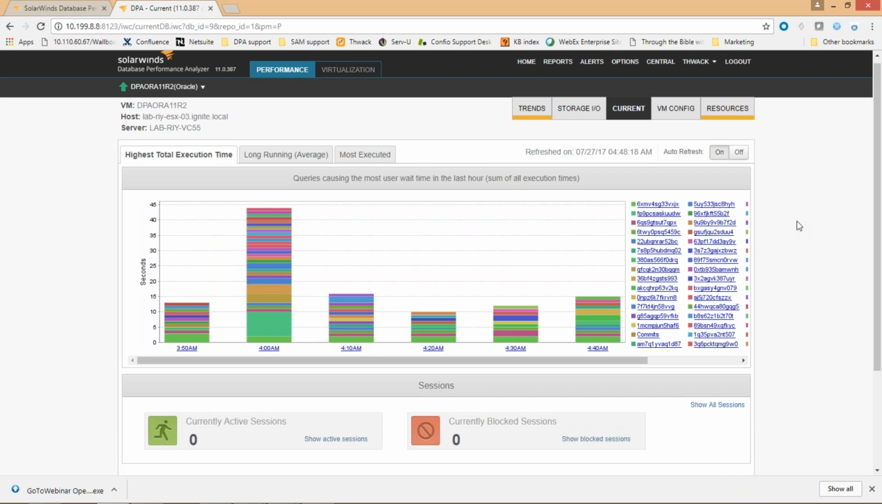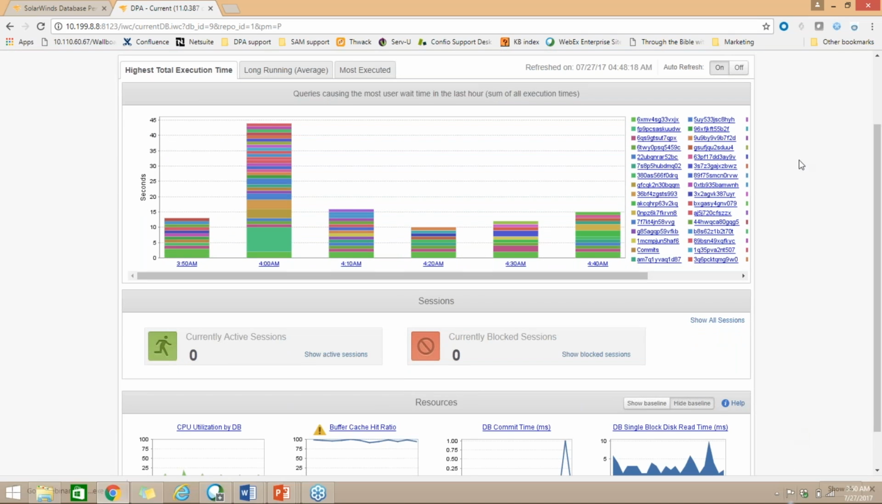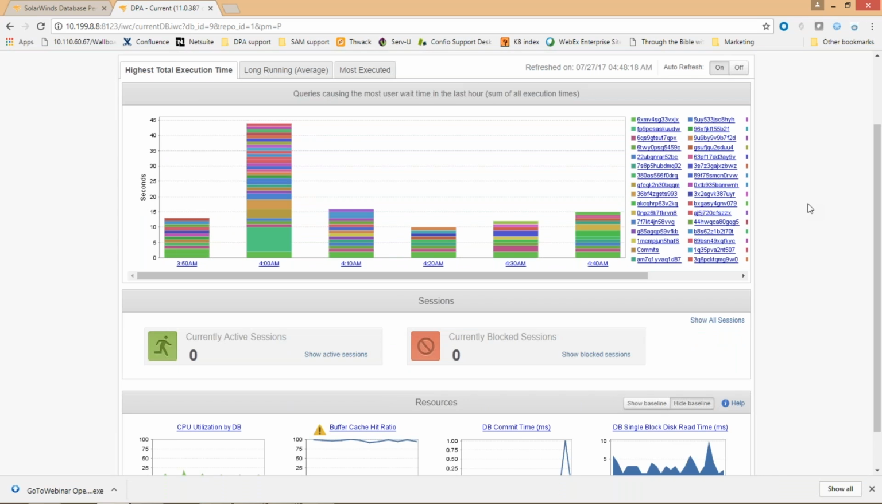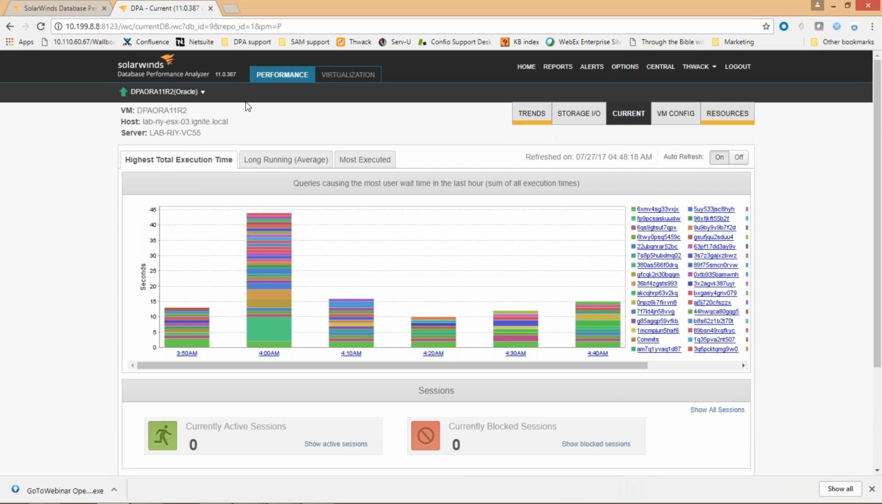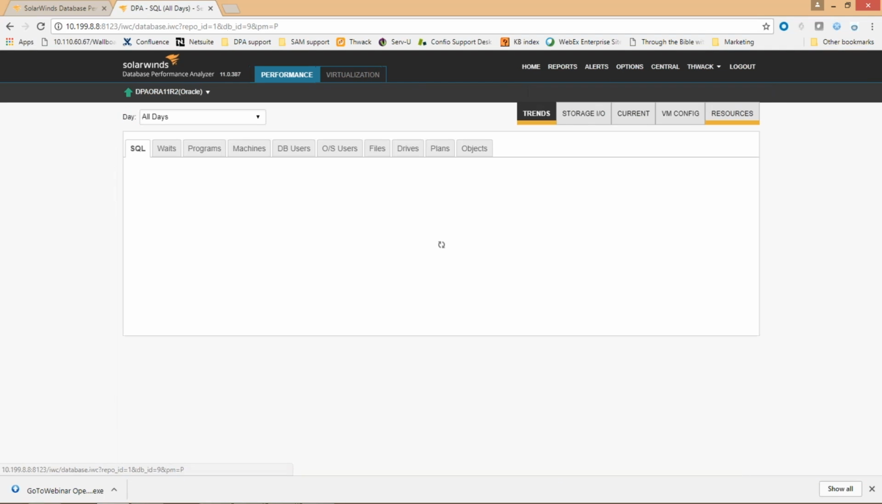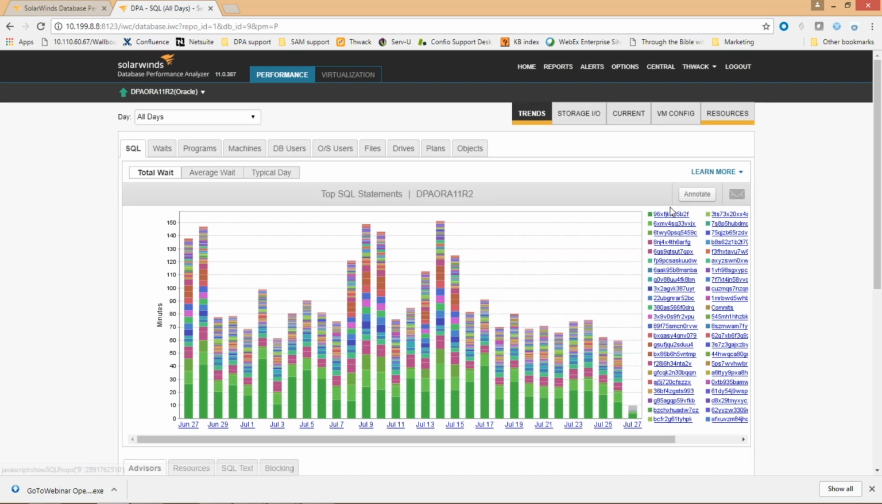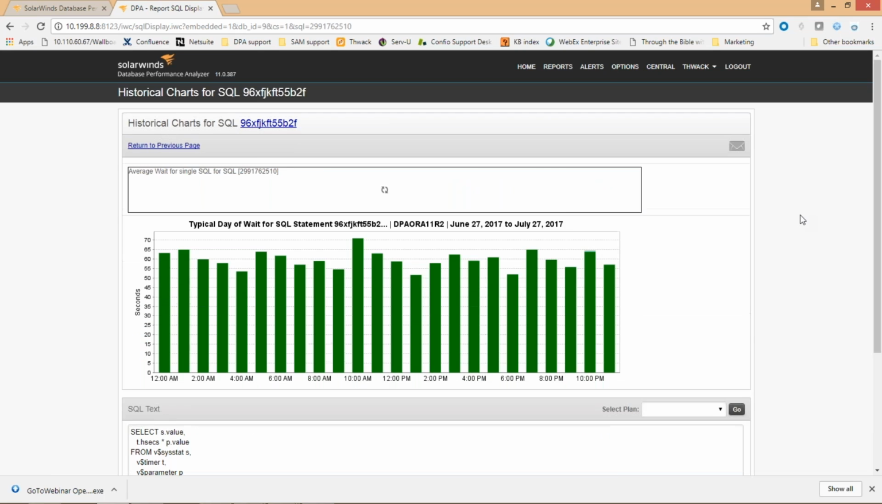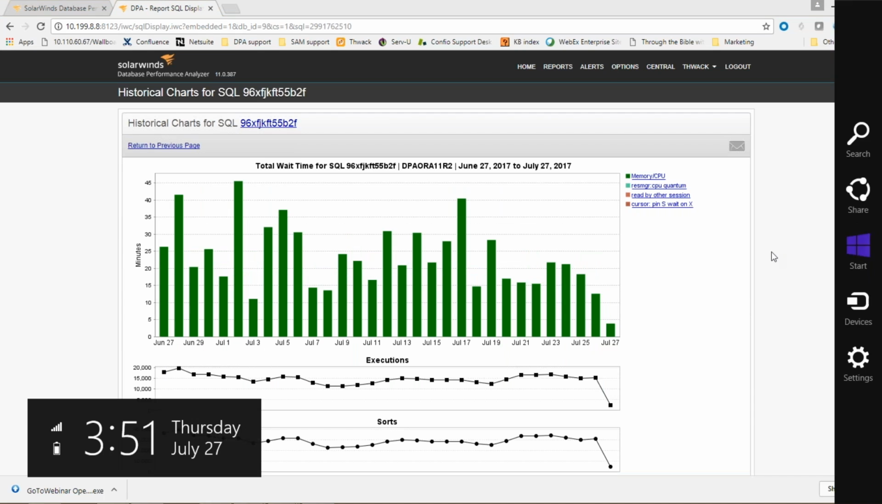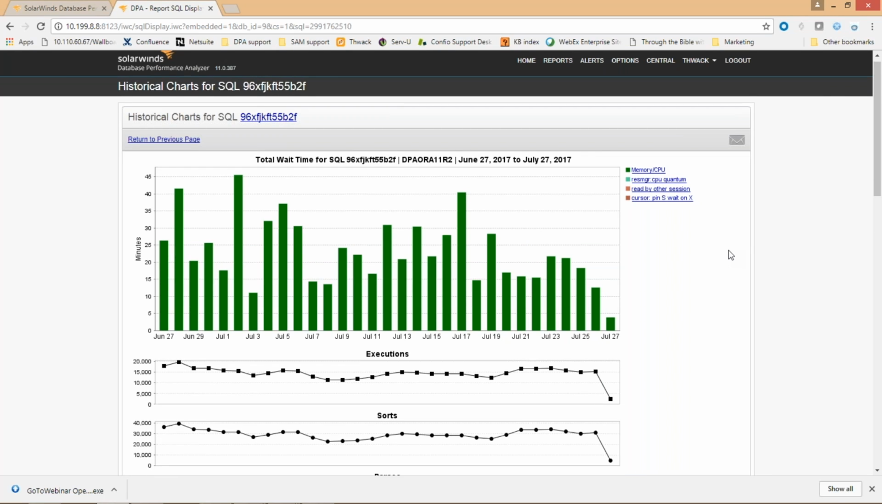All right, so that kind of covers the test cases here. And we also have many other great features within DPA itself, like a way to drill into, say, a specific query and look at its historical chart. And let's do that real quick. This is fantastic from a point of, is this query doing better today versus its historical running? How many times did it execute in the past? And it really answers a question of, if this query is running worse today, what's driving it?